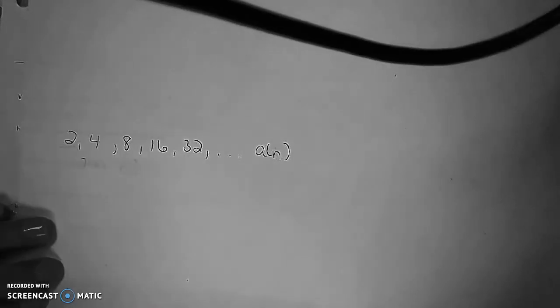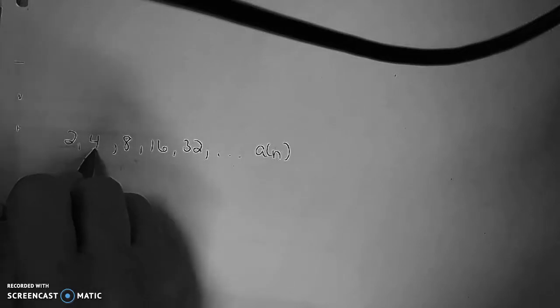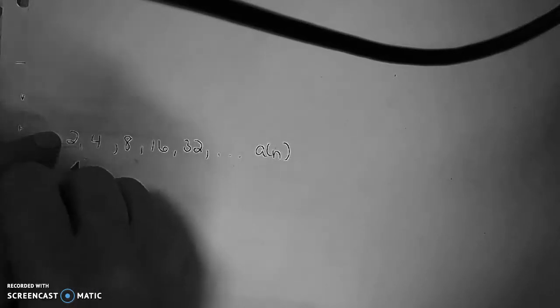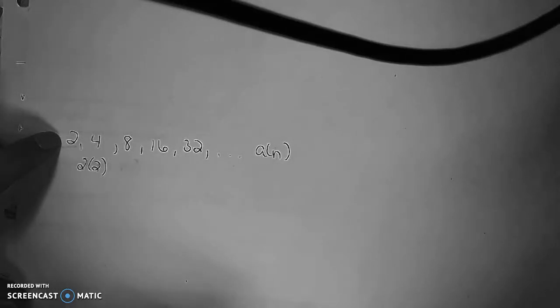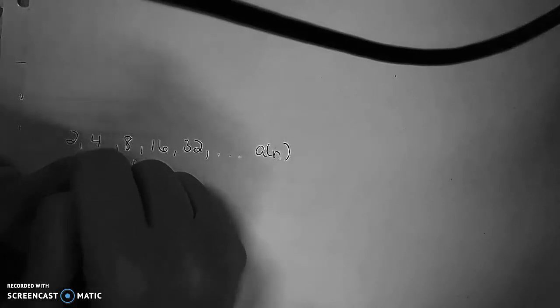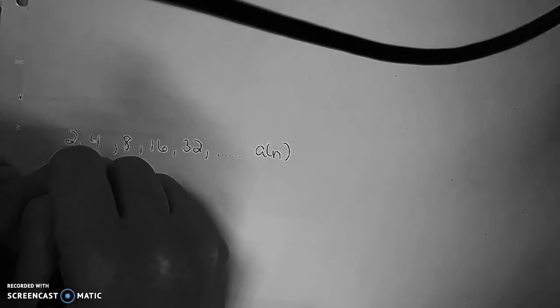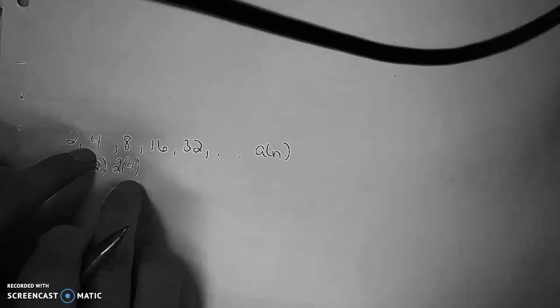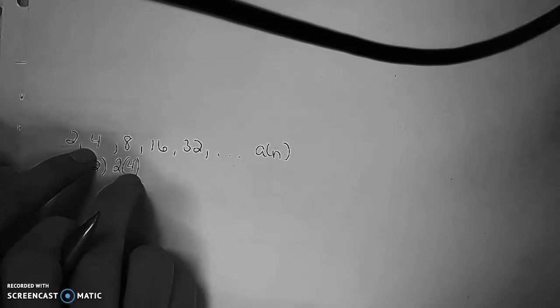Here's term 1. How did we get 4? We took term 1 and we multiplied it by 2. How do we get 8? Well, you're taking 4 and multiplying it by 2. Well, now then the question becomes, where did we get 4 from?